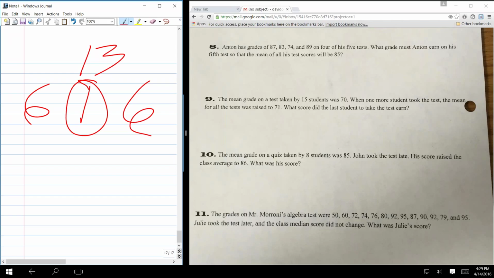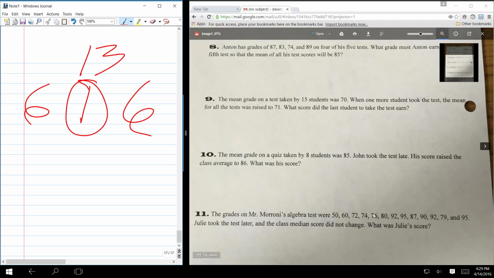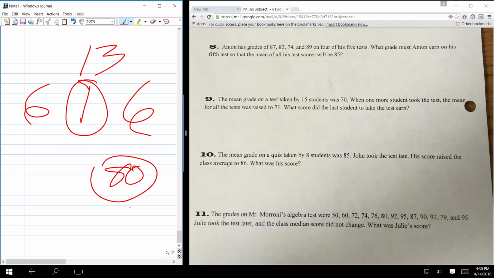Okay? Well, I don't really have to do all of this, because all I have to do is find the 7th one. Well, there's 1, 2, 3, 4, 5, 79 is 6, and the 80 is 7. So 80 is my median. Julie took the test later and the median didn't change. What must she have scored?